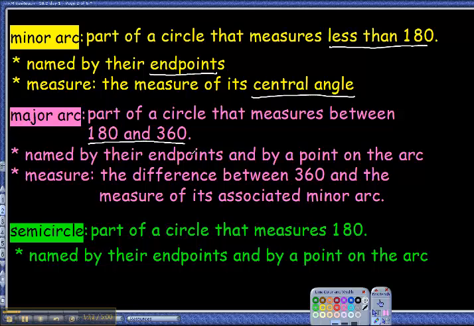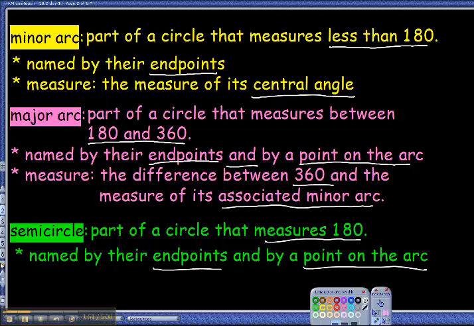Usually we don't name central angles by something that's more than 180 degrees. So when we name them, first of all, we name them by their endpoints and by a point that's on the arc. But their measure, since we wouldn't just say that a measure of a central angle will be larger than 180, we would say it's the difference between the 360 degrees and the measure of its associated minor arc. So we're figuring out the difference to figure out what portion of the circle is left, how many total degrees would be remaining for this major arc. A semicircle is going to be equal to 180 degrees, and those are going to be named similar to major arcs with their endpoints as well as a point on the arc.